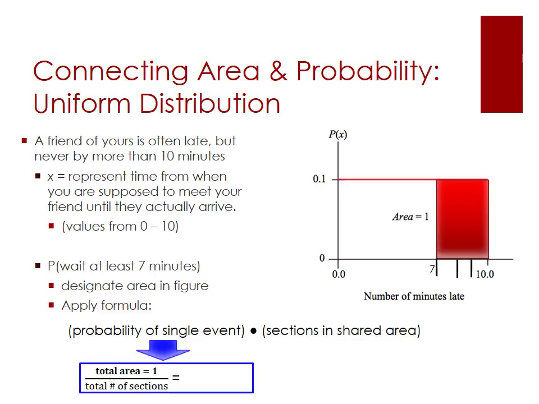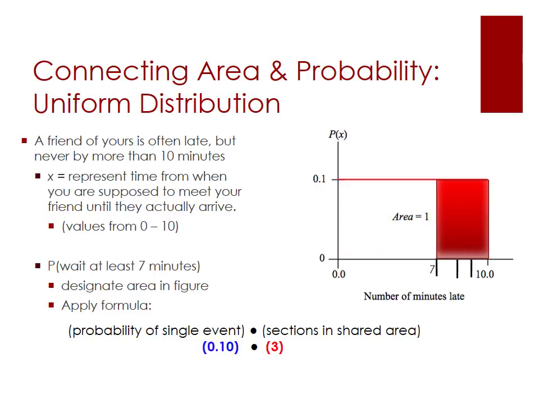Now if we're looking at the probability of a single event, that's going to be the total area, which in this case will always be 1, because remember, the total area is 1. And then we divide it by the total number of sections. Here, if we're breaking this down by number of minutes, as we've indicated at the bottom, then we're going to be dividing it by 10. So our area of 1 corresponds with the area in the figure, and then we divide it by 10, 1 divided by 10, and we get 0.10. So this is the probability of a single event occurring.